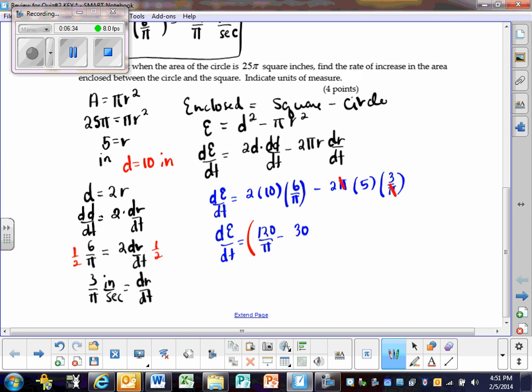Now, this is all measured as enclosed area. So enclosed area is inches squared. Time is still seconds.